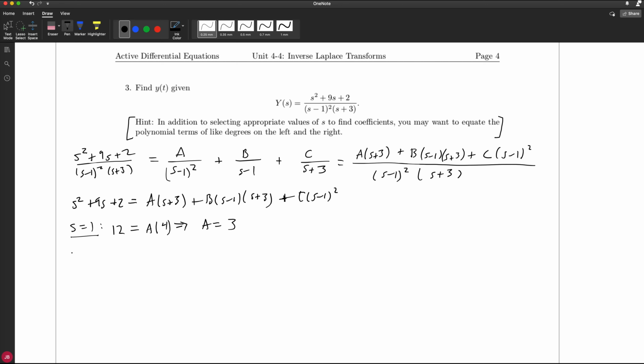Okay. The next one I would plug in is minus 3. Hopefully you're seeing that as well, because it knocks out these two terms here, the one with the A and the B, and then you'll just be left with something containing only C, which you can solve for. So plug in minus 3. We get minus 3 squared plus 9 times minus 3 plus 2 equals C times minus 4 squared. So the left-hand side is 9 minus 27 is minus 18 plus 2 is minus 16, and here I get 16C. And so I see here that C equals minus 1.